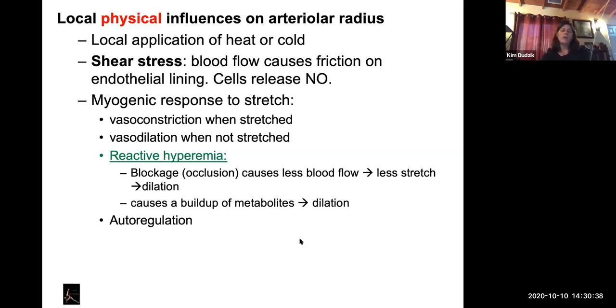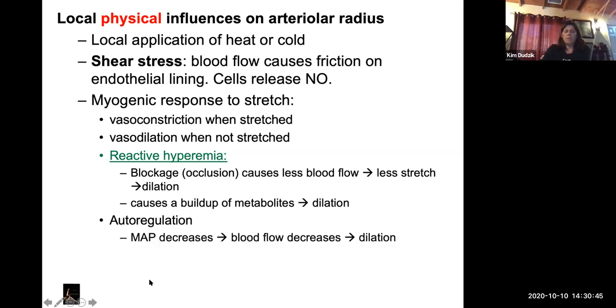Okay. There's also another autoregulation to this myogenic response, and it has to do with mean arterial pressure. So when mean arterial pressure decreases, right, less pressure causes a lower blood flow, right? So blood flow decreases. So the response of the body then is going to be dilation. Okay, that response of the body is dilation. And usually this is kind of a short-term effect, right?